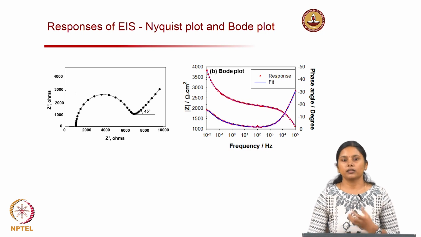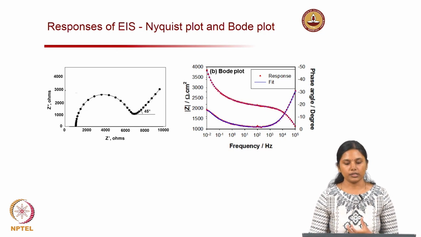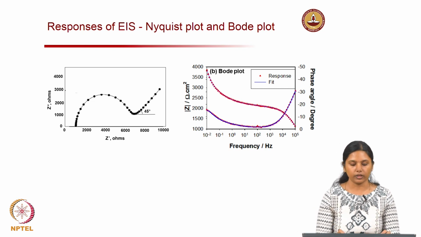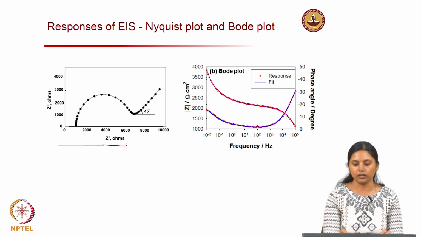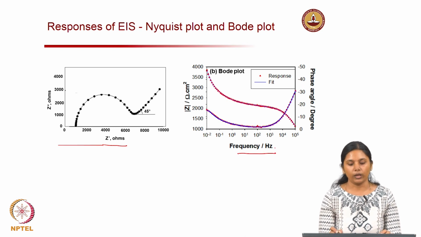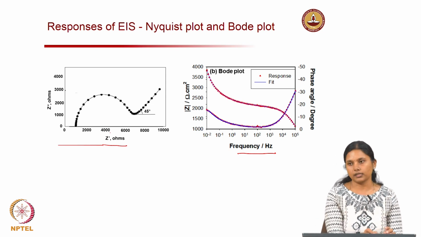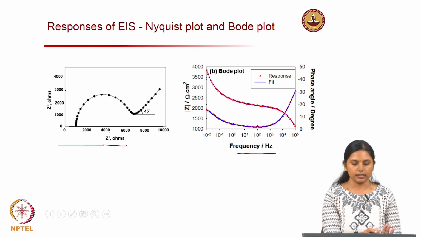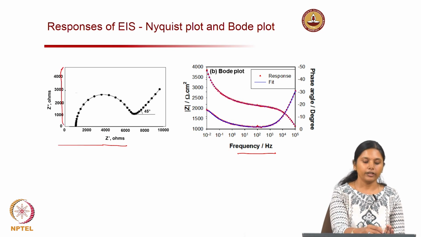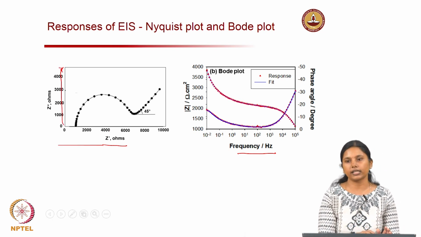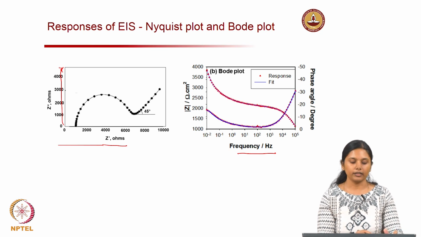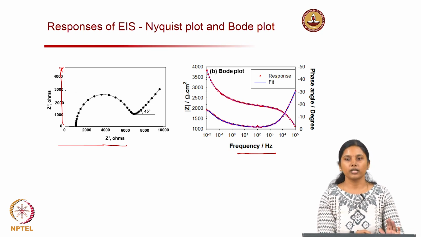Once we connect the corrosion cell to a potentiostat and start the testing, we get 2 types of curves. One is called the Nyquist plot, the second is called the Bode plot. The Nyquist plot is real versus imaginary. The real component is the resistance in the system. The imaginary component, if it is here, then it is capacitance. You have to note that the Z double dash represents the negative imaginary component.